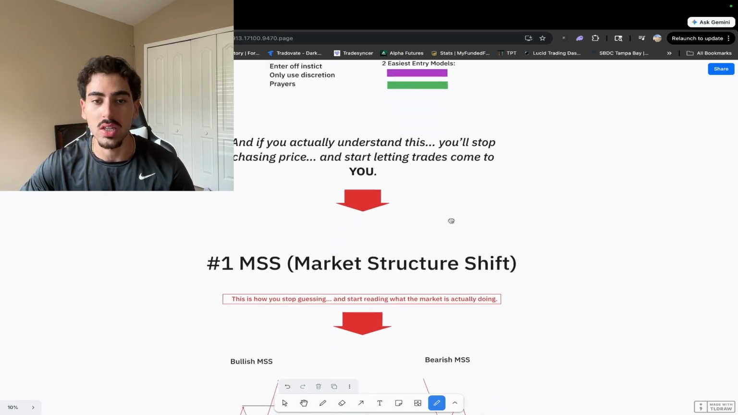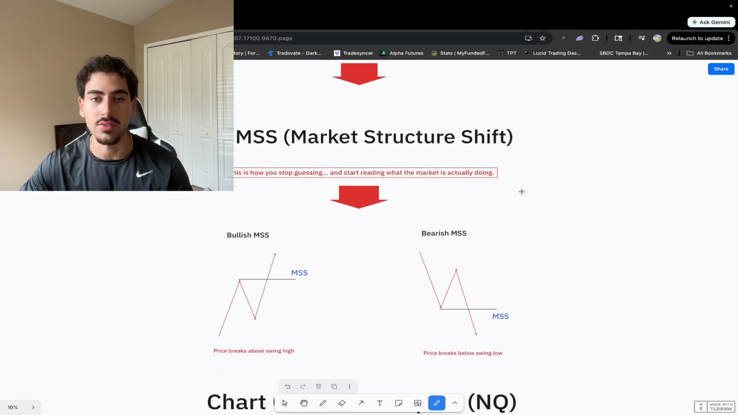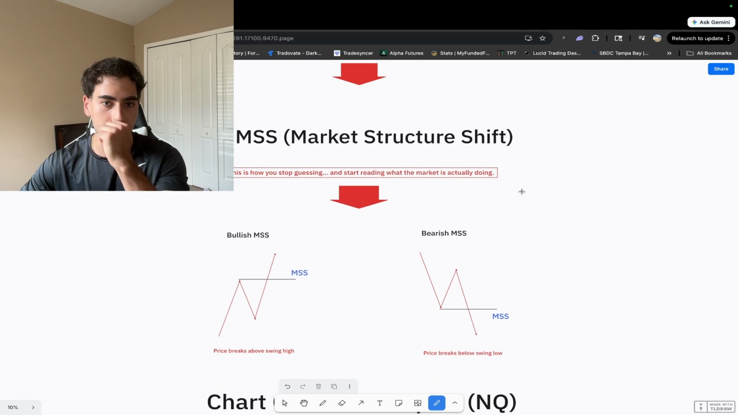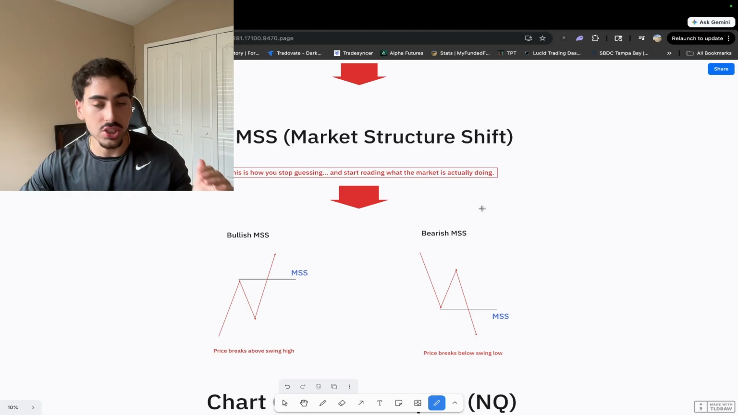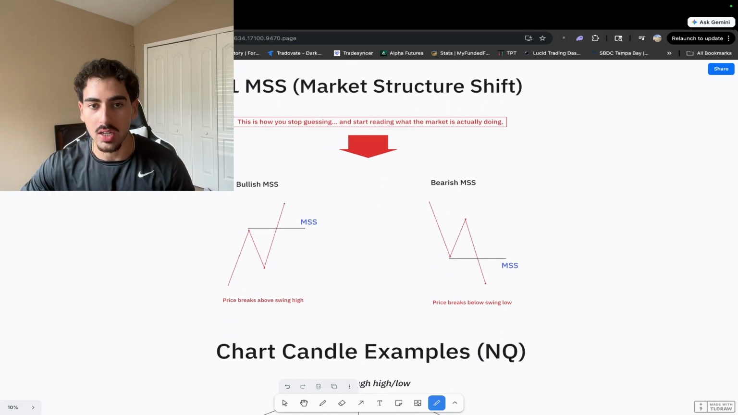The first one is, as you might have guessed, the market structure shift. What is a market structure shift? Well, the market structure shift entry model is how you stop guessing and start reading what the market is actually doing. Here's a small outline of what the market structure shift actually is.